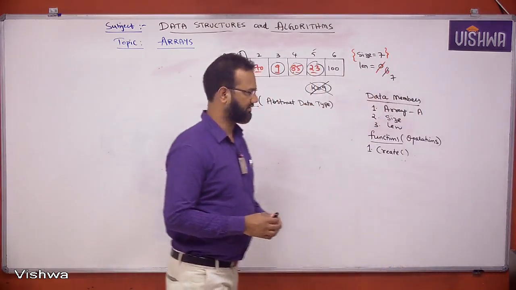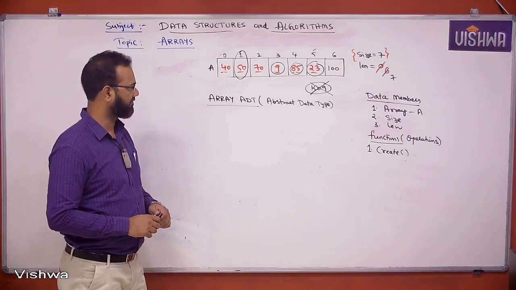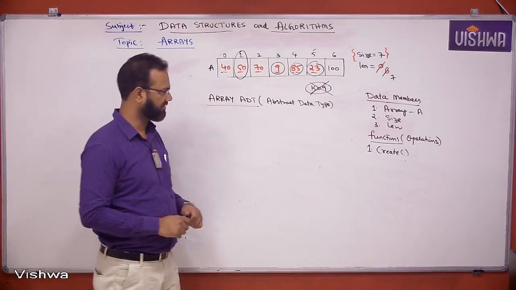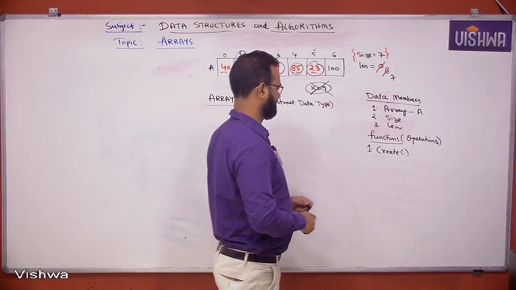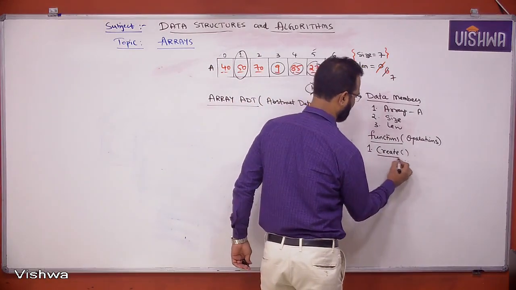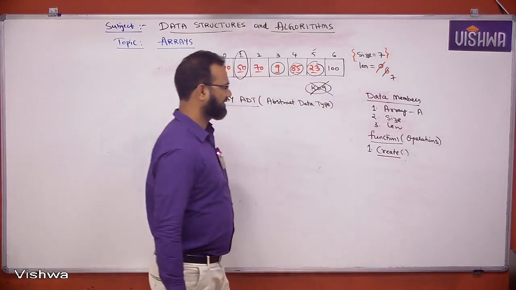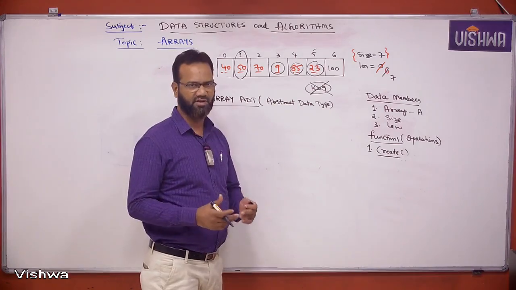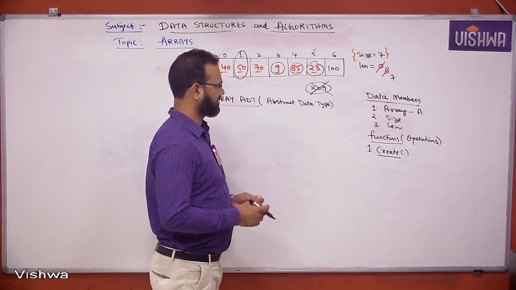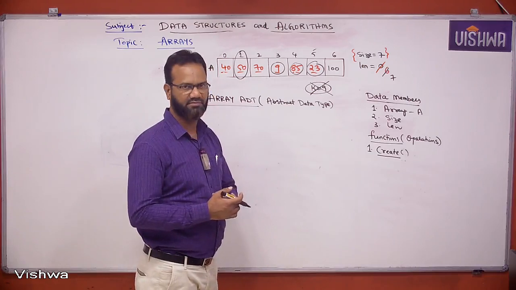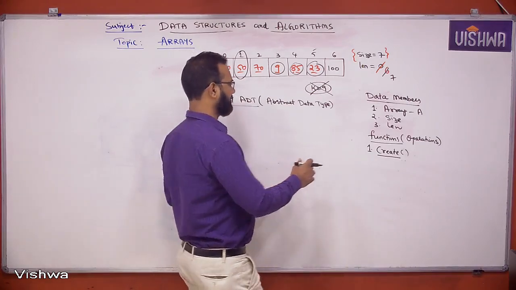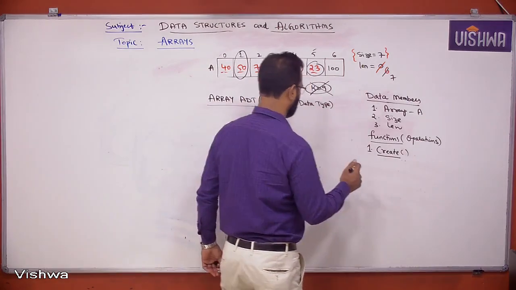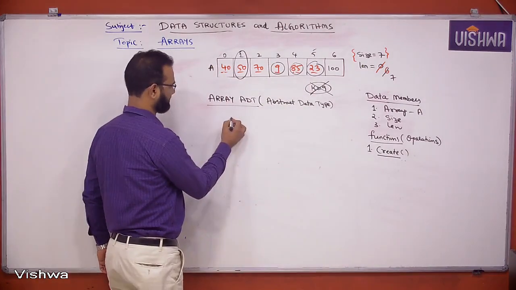Let's start with the operations we have seen in the last session. Creating is nothing but allocating the memory. This is actually a part of programming, but here I'll just show you the way how you allocate the memory. You can allocate the memory statically or you can allocate the memory dynamically.